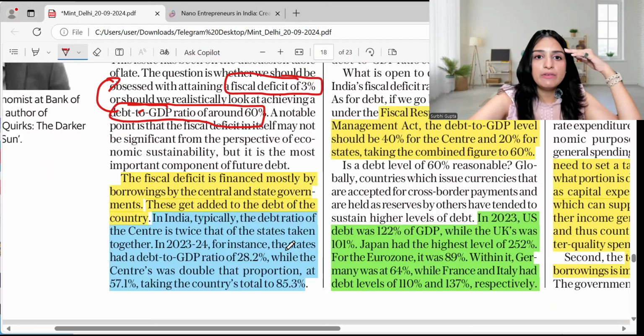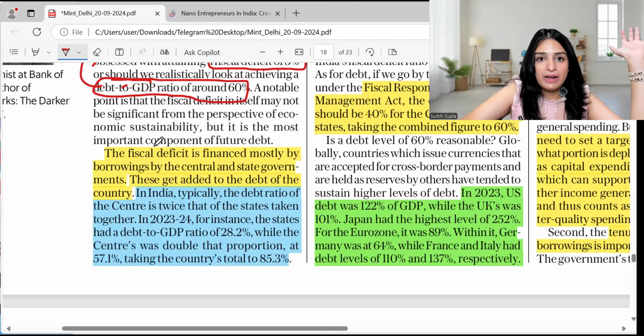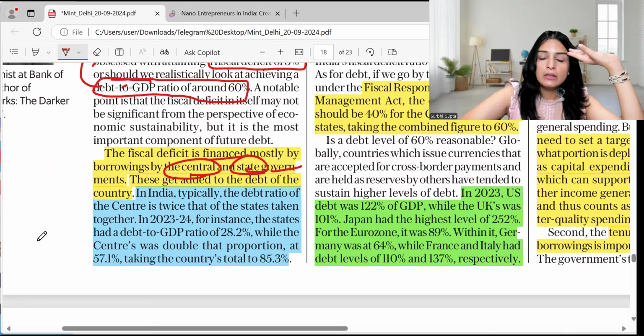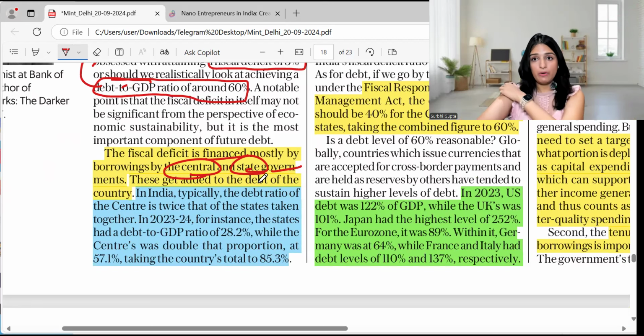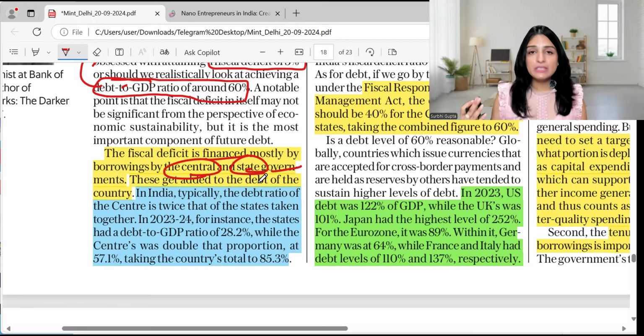So the fiscal deficit is financed mostly by borrowings by central and state governments. These get added to the debt of the country. What are we saying? We are saying that the fiscal deficit is financed mostly by borrowings, as I told you, borrowings by central and state government. These get added to the debt of the country because government is taking debt for other reasons as well, other than financing the fiscal deficit. But fiscal deficit is financed by borrowing, so it adds up to your borrowing, it adds up to your debt.